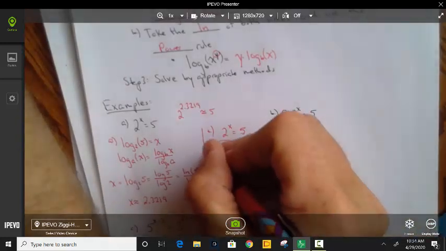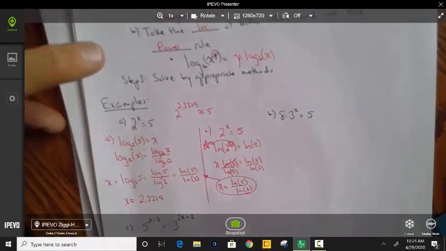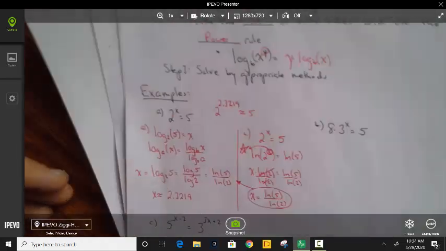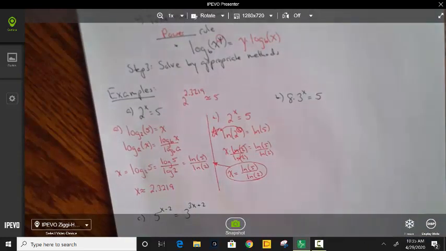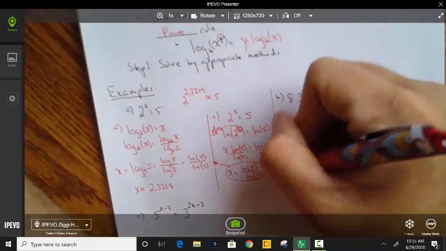I'm going to just go ahead and tell you that taking the natural log of both sides and applying the power rule is the most widely used method, and it gets us to the answer in a little bit more quicker fashion on most of the problems that we're going to do.